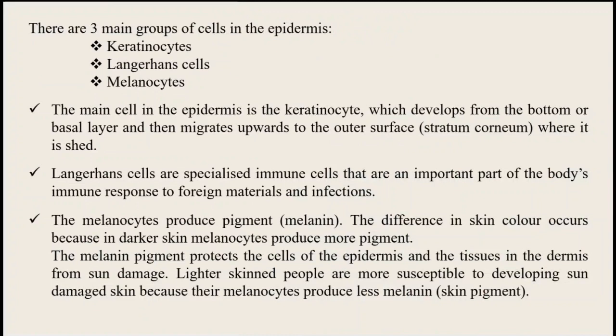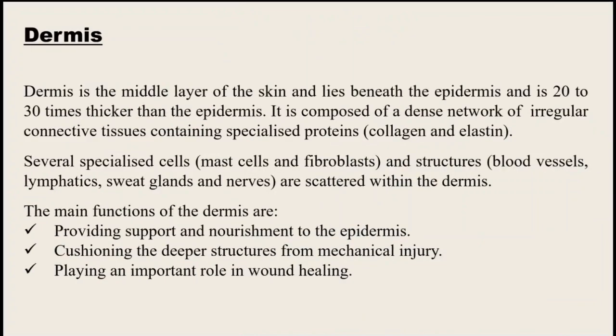The third is melanocytes, which are responsible for producing a pigment called melanin. The difference in skin color occurs because in darker skin, melanocytes produce more pigment. The melanin pigment protects the skin of the epidermis and the tissues in the dermis from sun damage. Lighter-skinned people are more susceptible to developing sun damage because in their skin melanocytes produce less pigment, that is melanin. The second layer is the dermis.